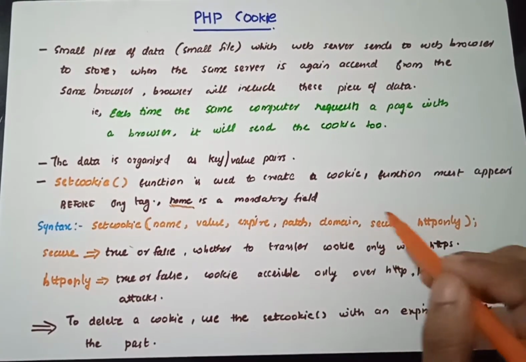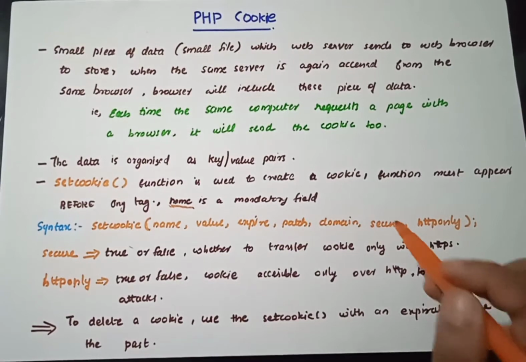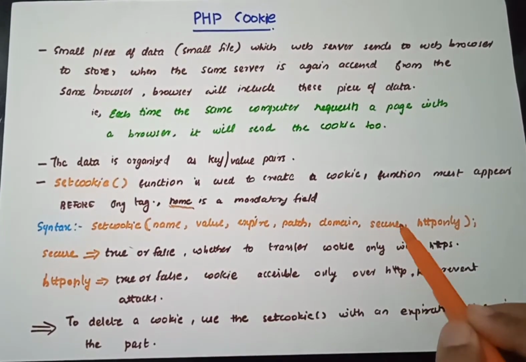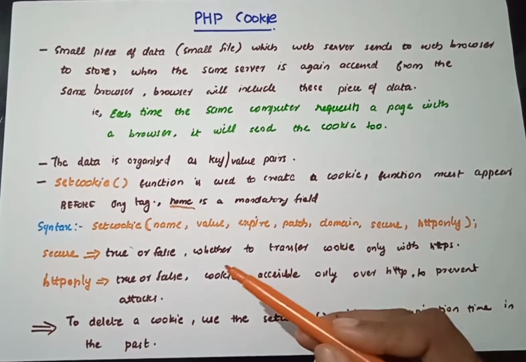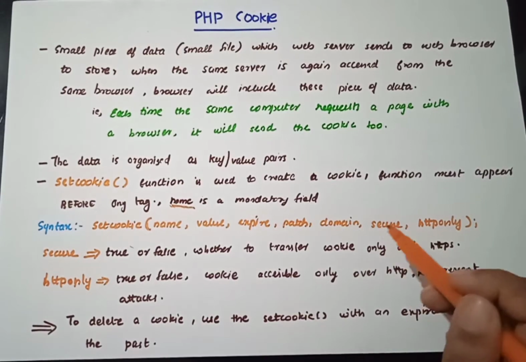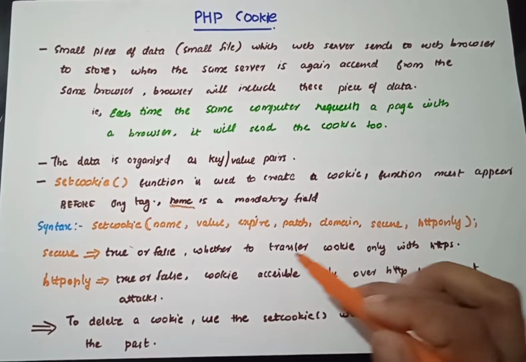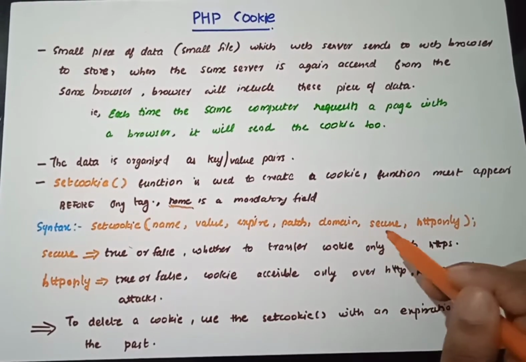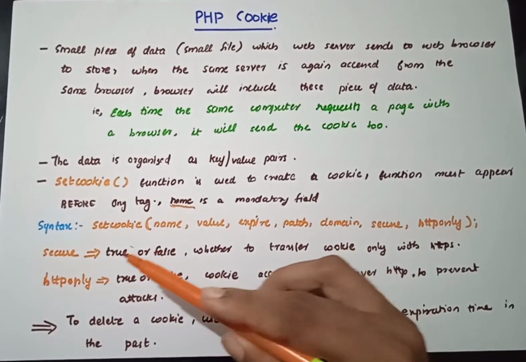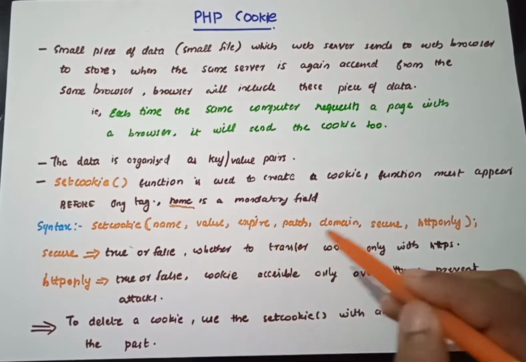Let's see what these are. Secure is a true or false value. Here what we consider is whether to transfer the cookie only with HTTPS, that is, through which medium you are going to transfer the cookie. If it is only through HTTPS, then it becomes true, otherwise false.